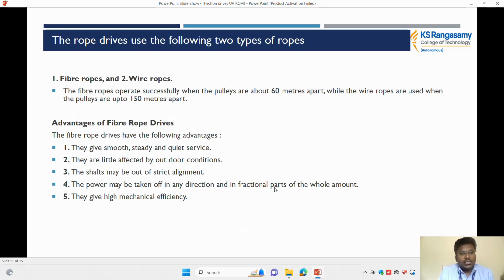Next is the advantages of the fiber rope drive. They give smooth, steady, and quiet service. They are little affected by outdoor conditions. The shafts may be out of strict alignment. The power may be taken off in any direction, and there is friction apart from the oil amount. They have high mechanical efficiency. These are the major advantages of the fiber rope.